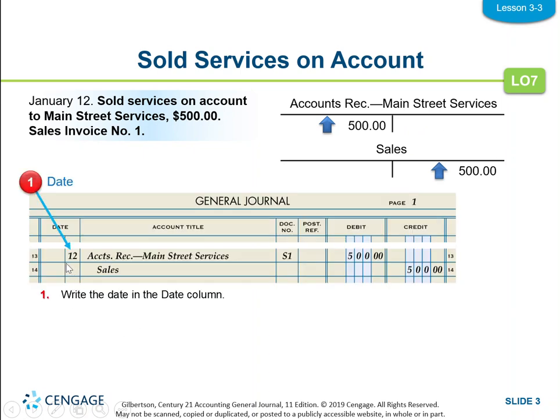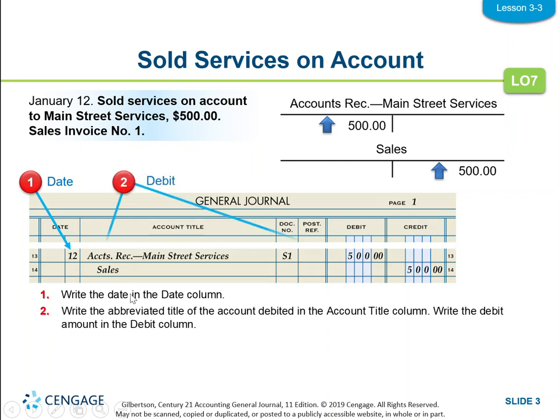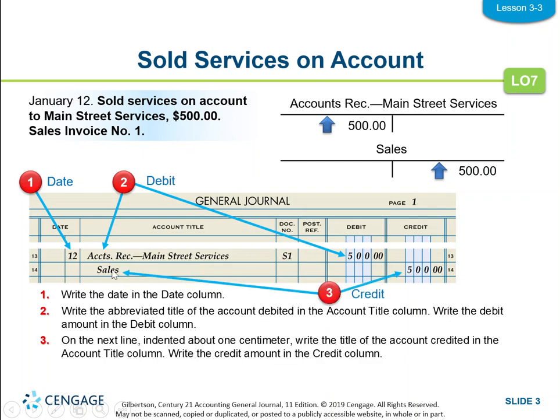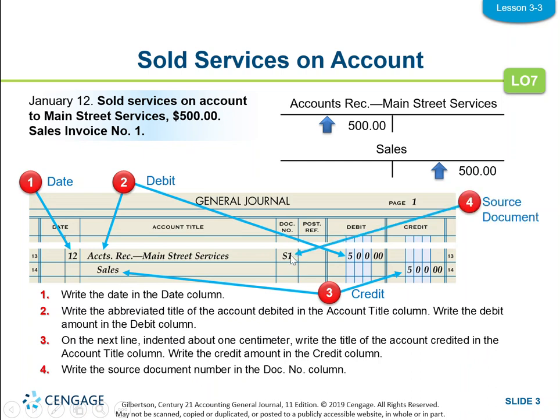So we're going to write the date in the date column. We're going to write the title of the account, accounts receivable, Main Street Services, and the debit amount, $500. Then we're going to indent, put the credit title, sales, and the credit amount, $500. And the last thing we put is the source document. Sales invoice number 1 is abbreviated S1.